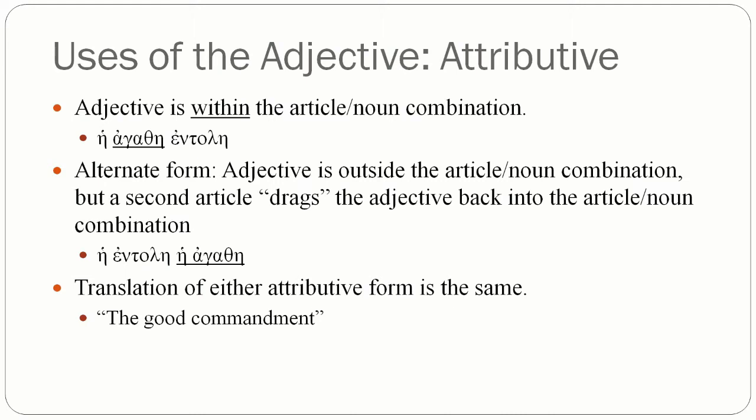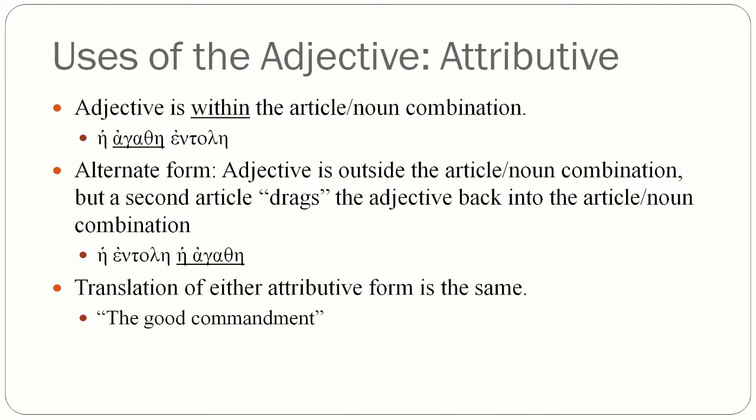If you think of joining the article and the noun as a little hammock, the agathe is just resting in that hammock, nice and comfortable there. If you have that construction, article, adjective, noun, this is an attributive adjective. Be careful of this, though.